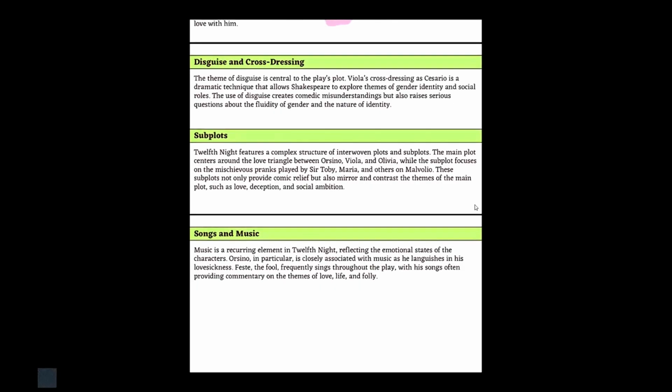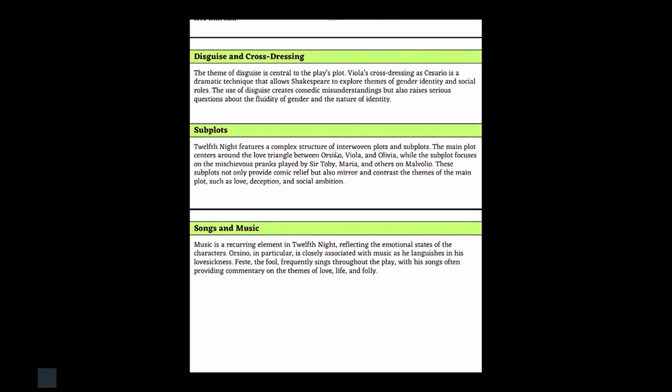12th Night features a complex structure of interwoven plots.